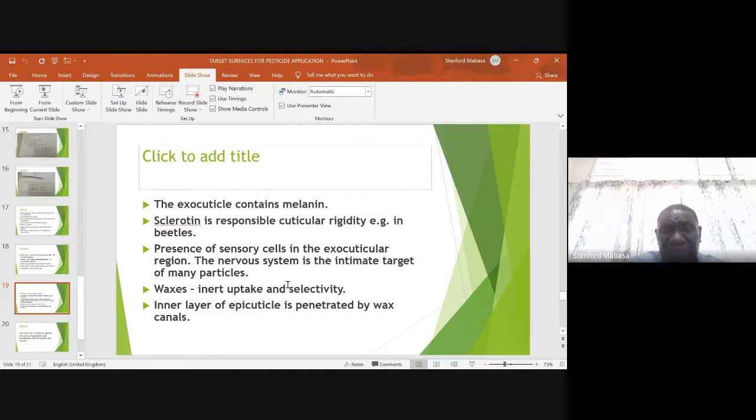Waxes can prevent the uptake of the pesticides and may actually cause some selectivity. If an insect has a lot of waxes, it may survive pesticide application. And the inner layer of the epicuticle is penetrated by waxy canals. So you've got wax which is embedded in this cuticle.